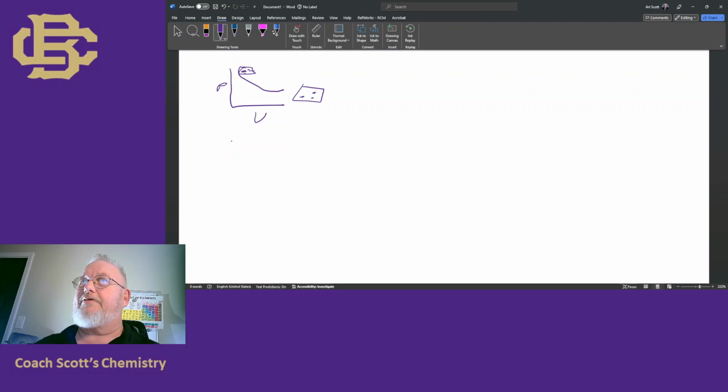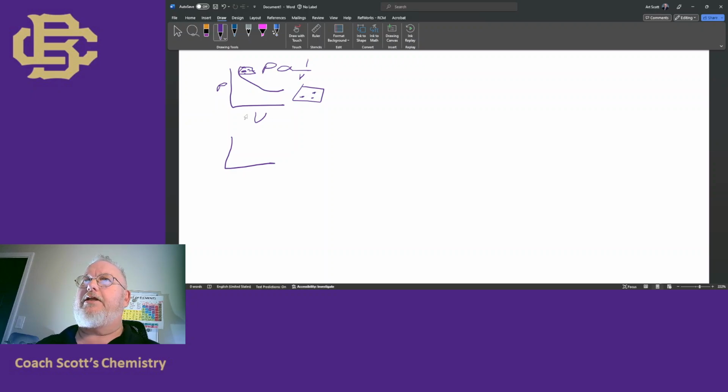Another one of our little graphs we looked at, and we say that is inversely proportional, 1 over V. So as volume goes up, pressure is going to go down. There are fewer collisions against those walls. If pressure doubles, the volume is going to decrease by 1/2. That's what inversely proportional means.